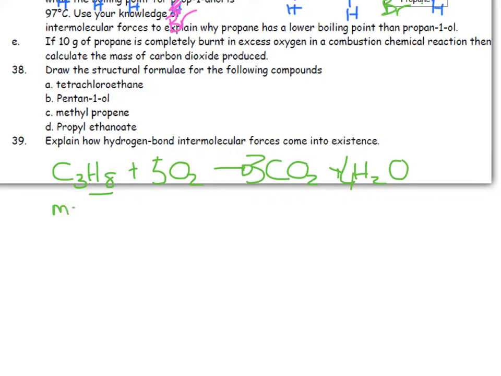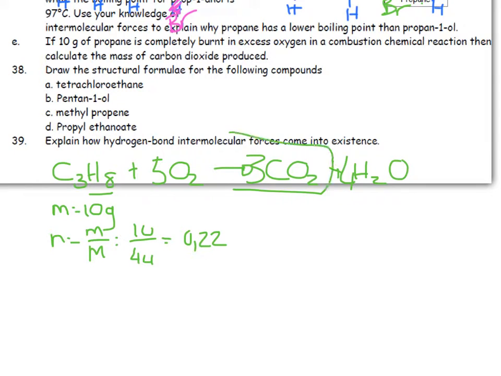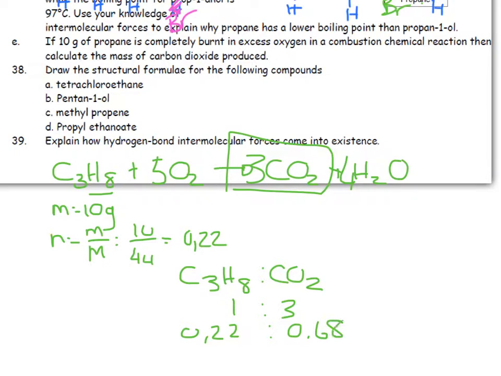So the mass that I've been given here is 10 grams. Number of moles is equal to mass over molar mass. 10 divided by 12 times 3 plus 8, and that's 44. And I land up with 0.22 moles. They want to know how much carbon dioxide I'm going to get, so I'm going to get a relationship between the propane at 1 is to 3, 0.22 is to, if I kept it in my calculator, it looks like it should be 0.66, but actually it was 0.22 something or other, and it rounds up to 0.68.